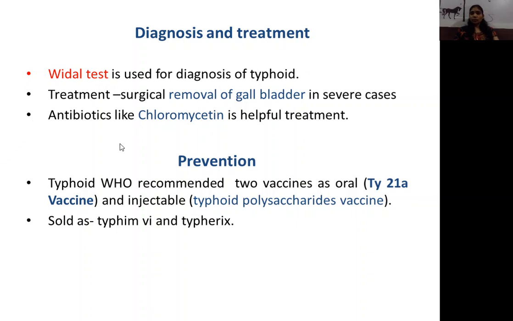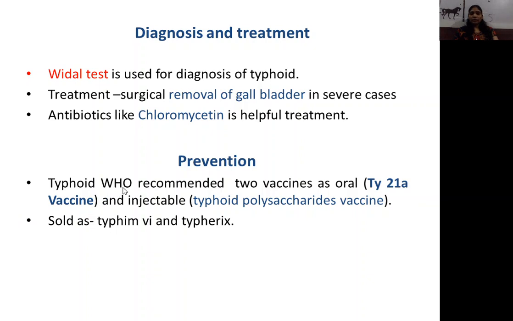Here is the treatment also. If the typhoid is severe, the surgical method is applied. That is the removal of the gall bladder. Okay, there are a number of antibiotics also, like chloromycetin. So in diagnosis, Widal test; surgical method, that is removal of the gallbladder, but only in severe cases; and the antibiotics, chloromycetin. Now last, the prevention.